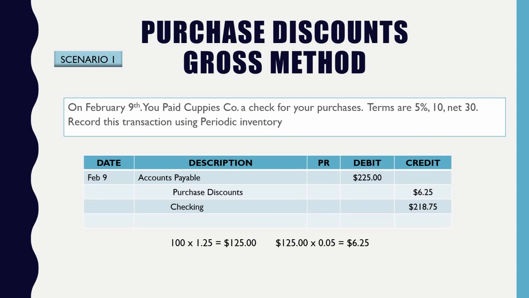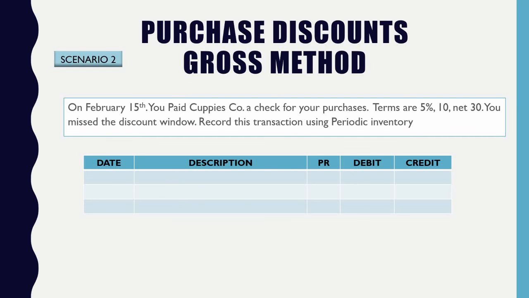Yes. Scenario 2 now. What if I decide to pay on the 15th of February? You don't get a discount. You do not get to take the discount. We unfortunately missed the discount period. So what do we have to do? We still paid within 30 days, we just didn't make the discount. So what do we have to pay now? The full price.